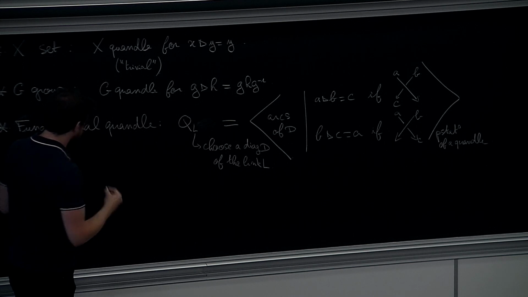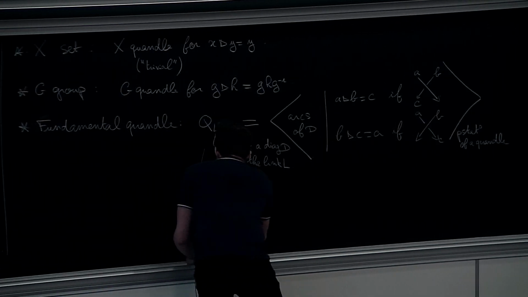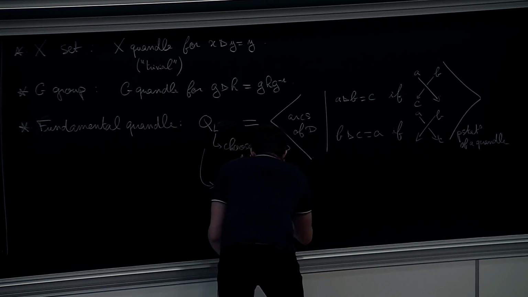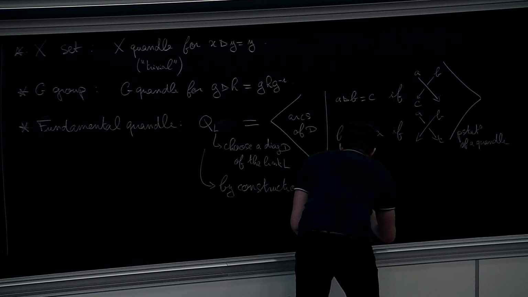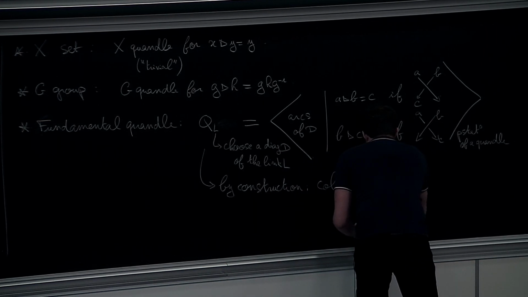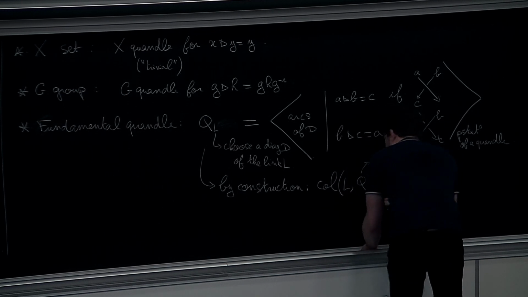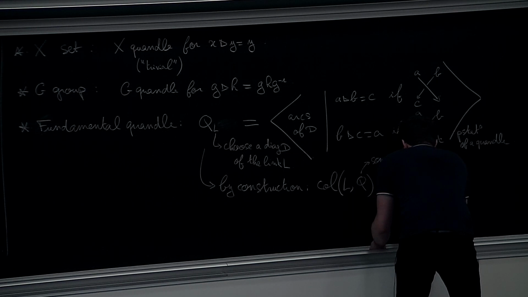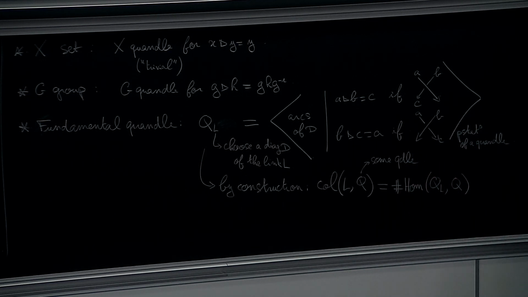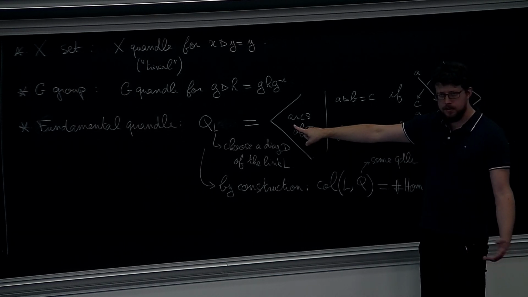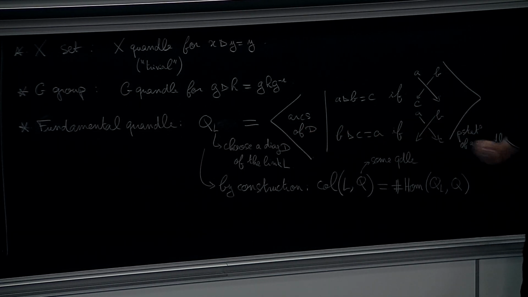And so by construction, you can interpret the colorings of L by some quandle Q as the number of morphisms from the fundamental quandle of L to Q. Because taking such a morphism is choosing where you send the arcs, so one color for an arc, and they have to satisfy these relations, and these relations are exactly my rules for colorings.